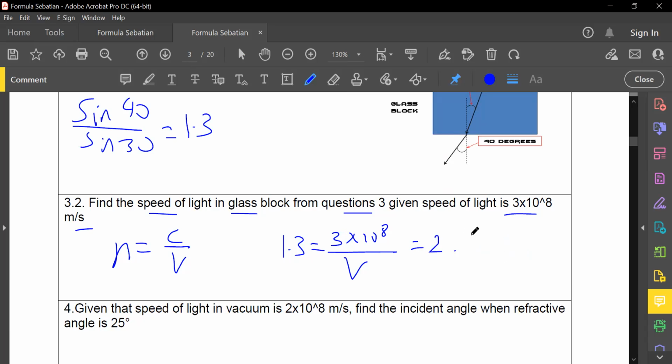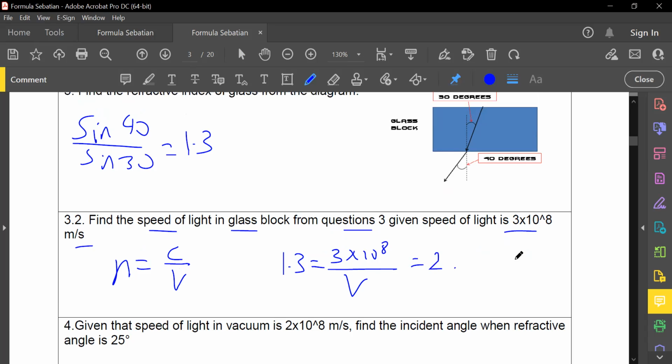3 times 10 to the power of 8 divided by 1.3. Yeah, it's going to be a very good number.